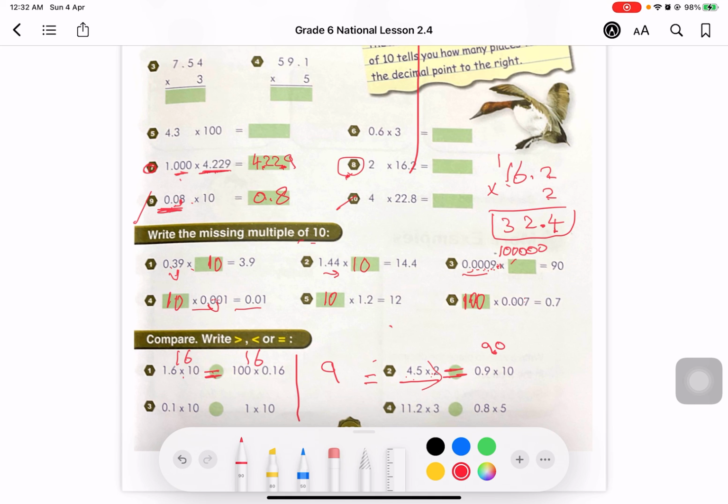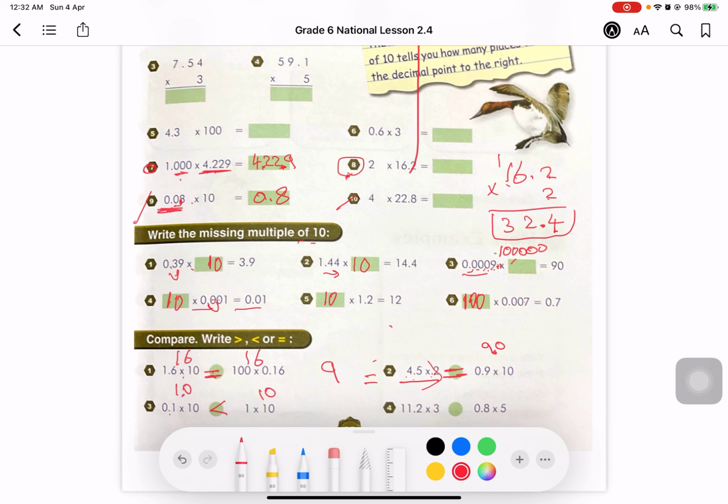Let's do this one. 1 by 10, the answer is what? 10. And here, 1 by 10, it's 10. Then you can put the decimal, so the answer here is 1. 1 and 10, what is it? 1 is less than 10. Okay, now let's do this.